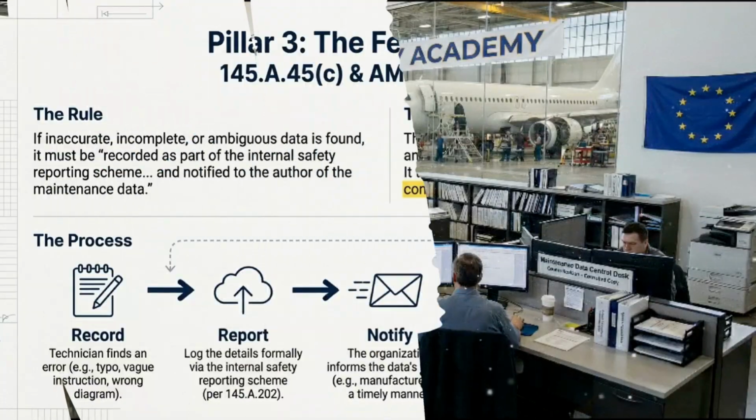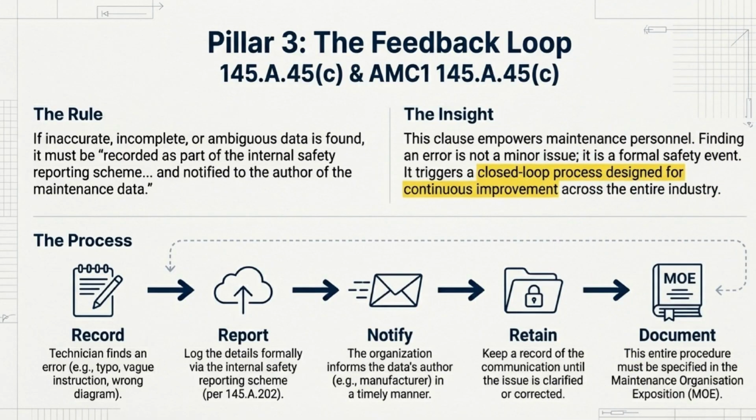Clause 145.A.45 tells us how to handle these situations: inaccuracies, ambiguities, incompleteness. Right, and the clause states, the organization shall establish procedures to ensure that if inaccurate, incomplete, or ambiguous procedure, practice, information, or maintenance instruction is found in the maintenance data used by maintenance personnel, it is recorded as part of the internal safety reporting scheme referred to in point 145.A.202 and notified to the author of the maintenance data.